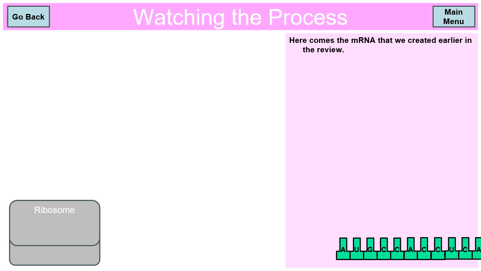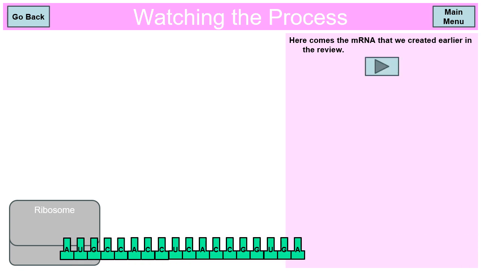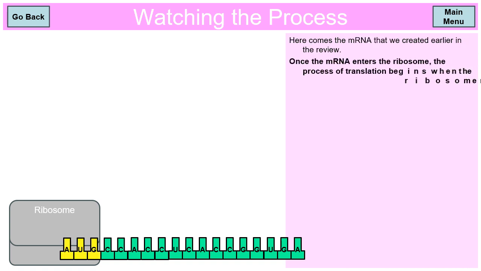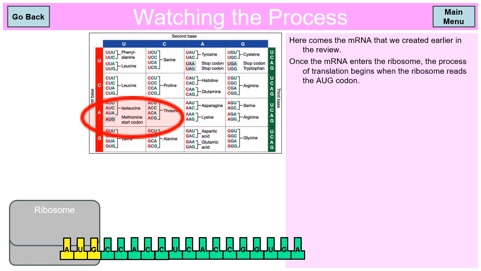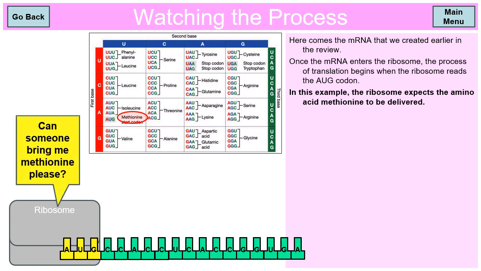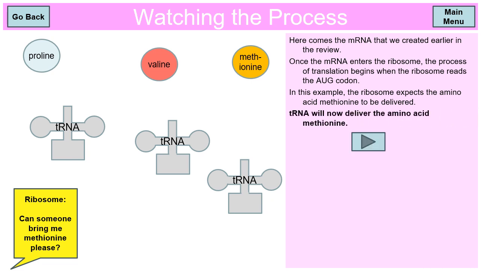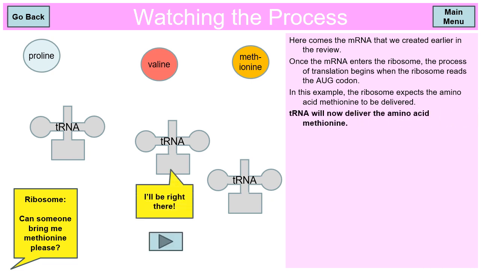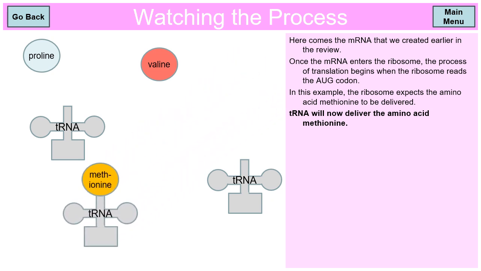So this is kind of a put it all together here. Here comes the mRNA. Let's highlight the first codon, AUG. We find AUG on the chart. It's the start codon. And AUG is the codon for tRNA to deliver methionine. Can somebody please bring methionine to me? So now we see the tRNA bringing methionine.